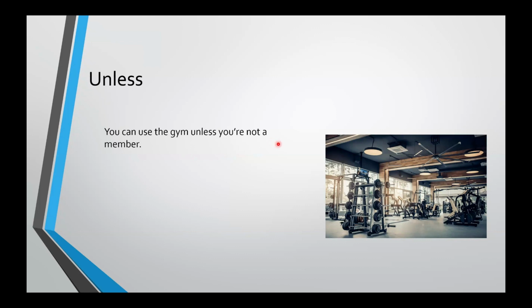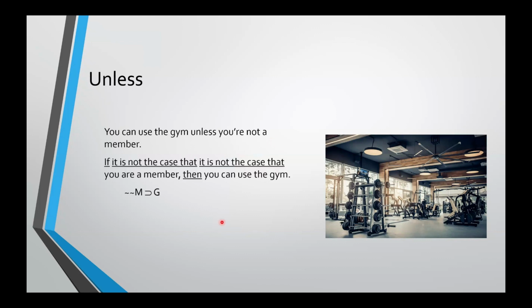If you go with the first way that we had of symbolizing it, it's going to be this: if it is not the case that it is not the case that you are a member, then you can use the gym. You have to add a negation when you put it in front of the conditional, and it's already got a negation in it. So you're going to end up with two there. This is where people very frequently mess this up. Typically, they forget to add the negation.